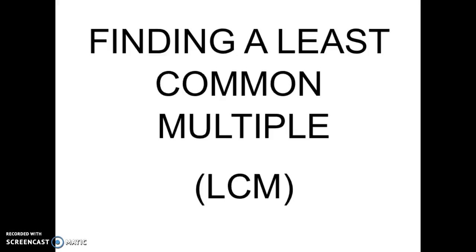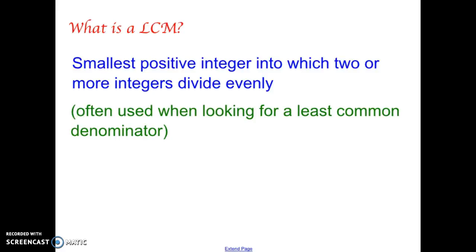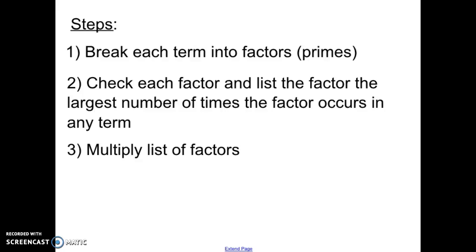Hi, today we're going to look at finding a least common multiple, which goes by the acronym LCM. What is a least common multiple? A least common multiple is the smallest positive integer into which two or more integers divide evenly. We often use a least common multiple when we are looking for a least common denominator. Go figure. I recommend these steps.